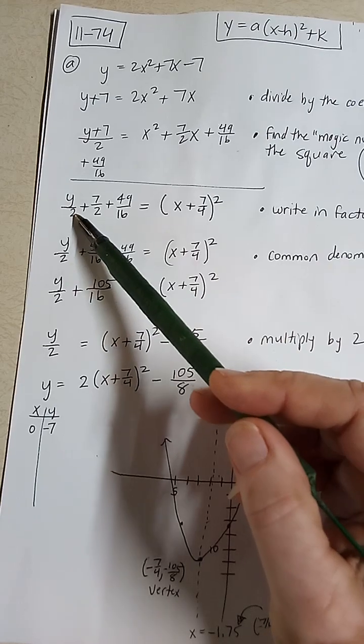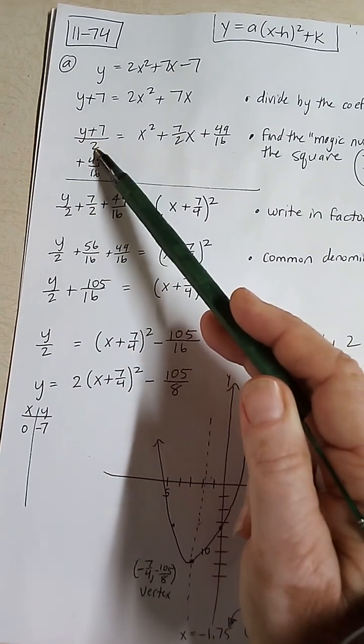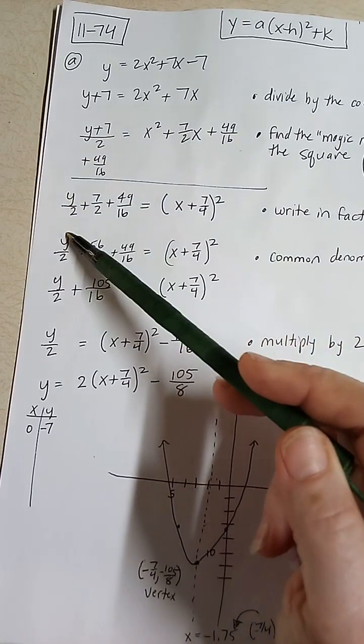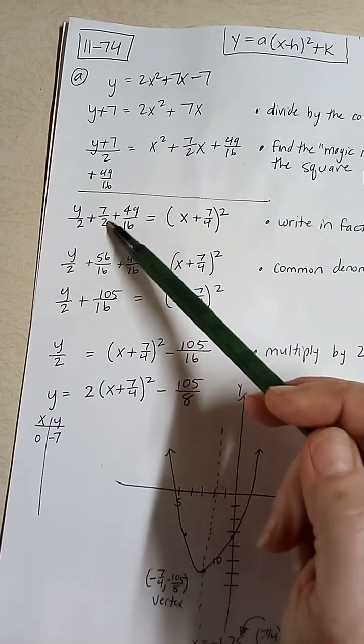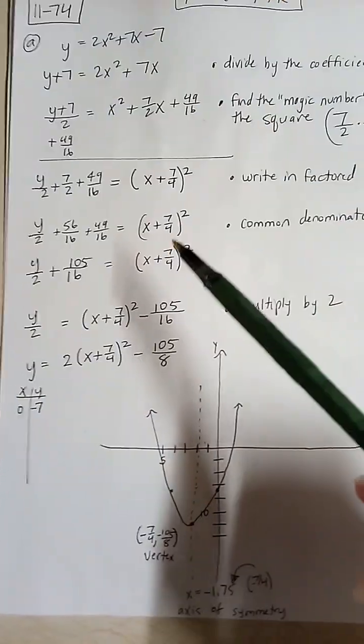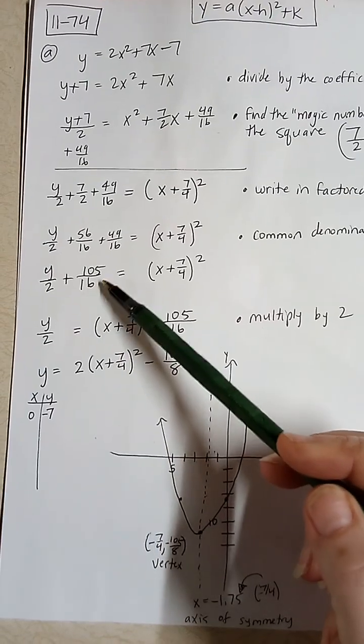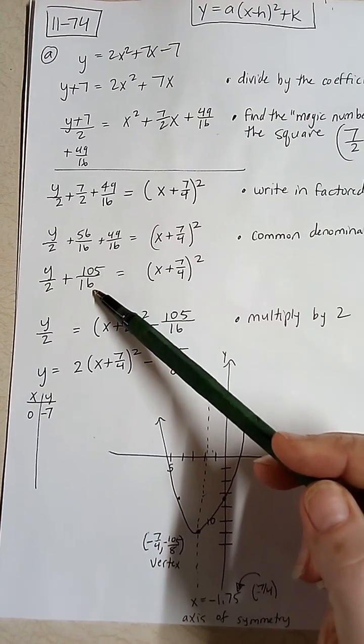And then what I did is I just pulled this fraction apart. I called it y over 2 plus 7 over 2. That way I can add the 7 over 2 plus 49 over 16. I had to get a common denominator for that. And I showed all my work. It turned out to be 105 over 16.